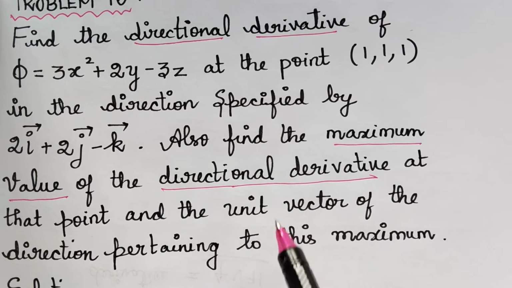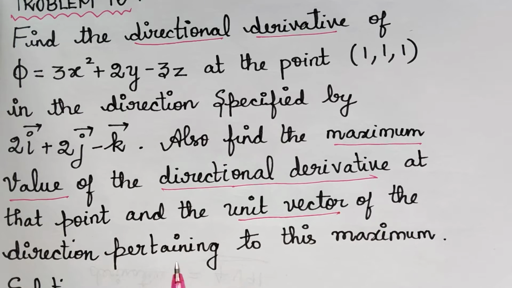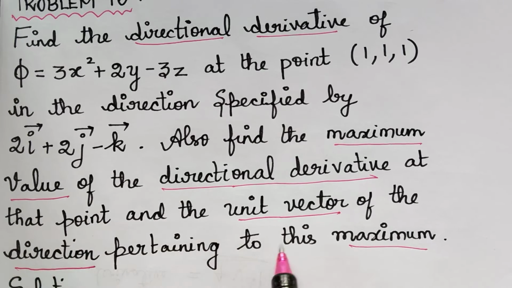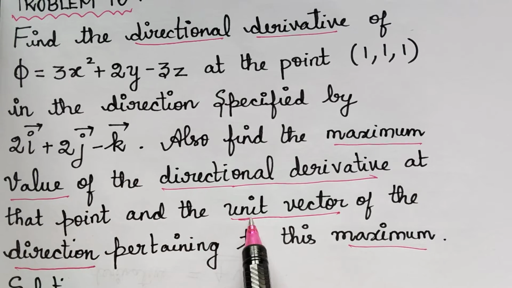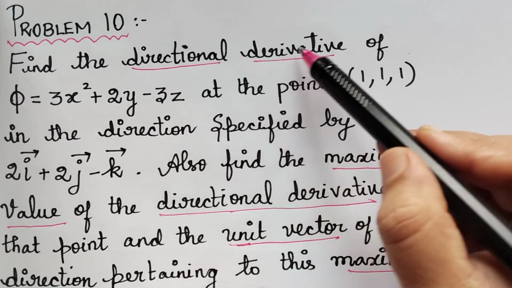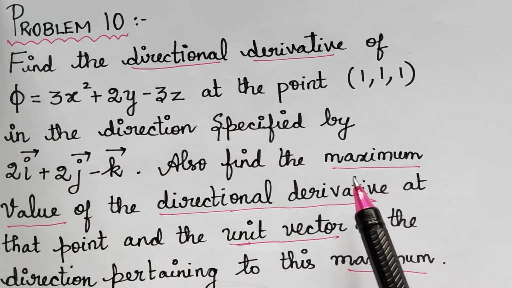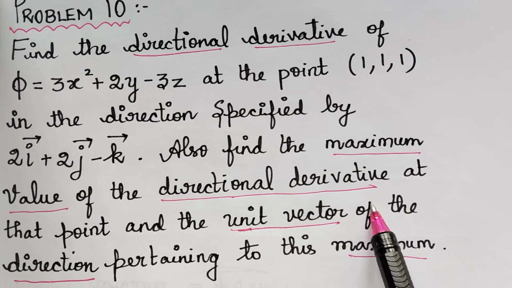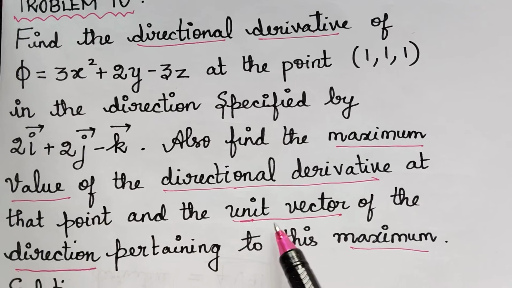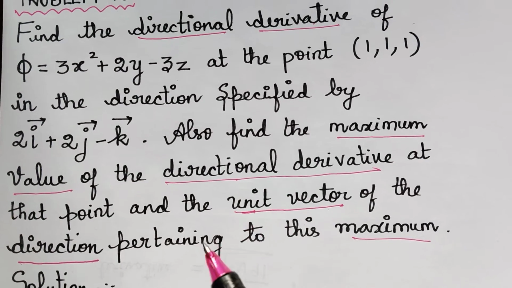And the third question is the unit vector of the direction pertaining to this maximum. So this is a unit vector pertaining to this maximum direction we have to find. So there are three questions in this problem. The first is to find the directional derivative of the given scalar point function, then the maximum value of the directional derivative, and the third is the unit vector pertaining to this maximum direction. So let us see one by one.